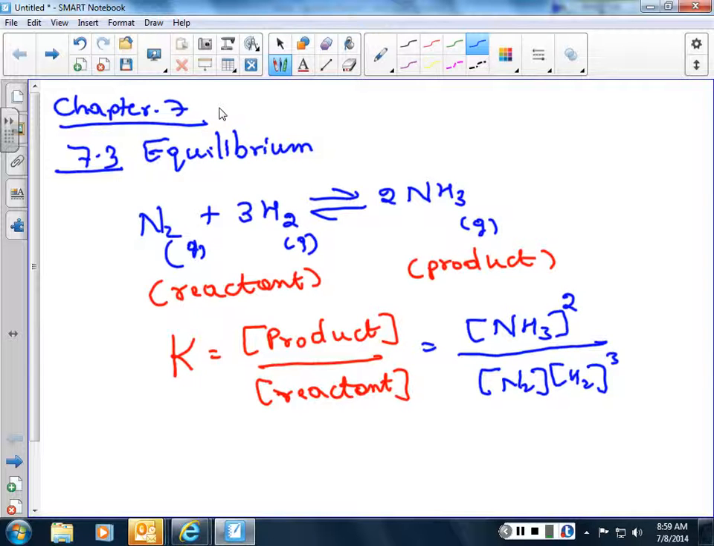This is the product power. Is this clear, what is expected in this part?